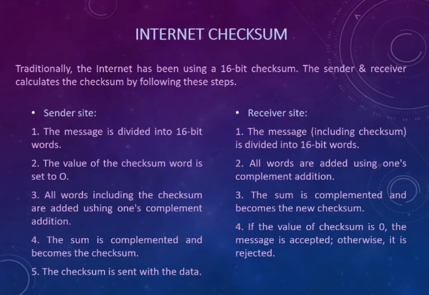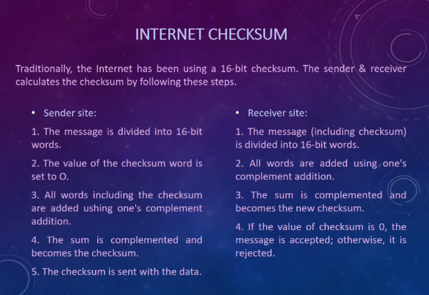Internet checksum. Traditionally the internet has been using a 16-bit checksum. The sender and receiver calculate the checksum by following these steps. Sender side: first, the message is divided into 16-bit words. Second, the value of the checksum word is set to 0. Third, all words including the checksum are added using 1's complement addition. Fourth, the sum is complemented and becomes the checksum. Fifth, the checksum is sent with the data.